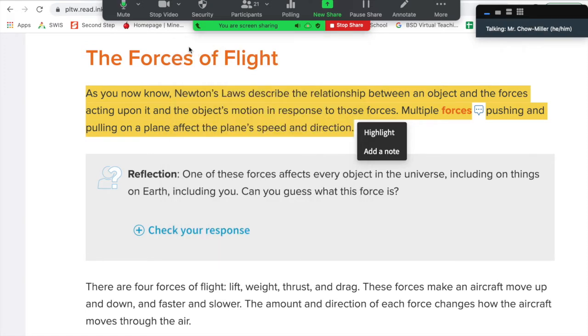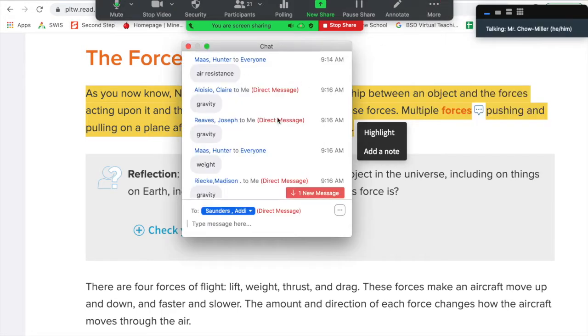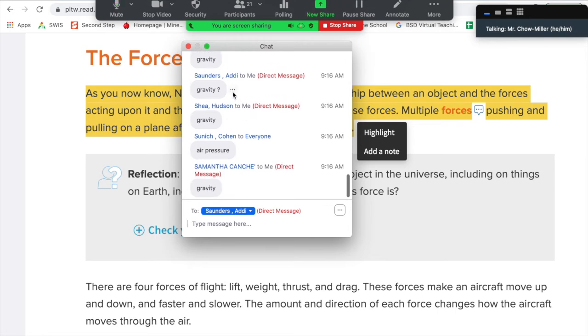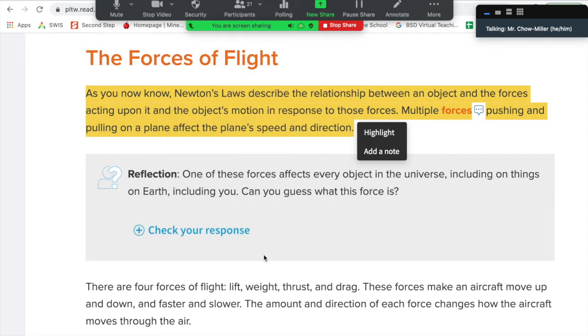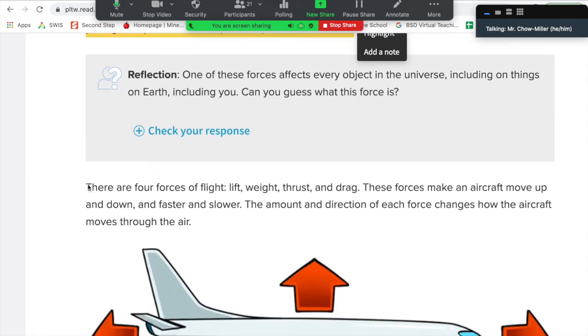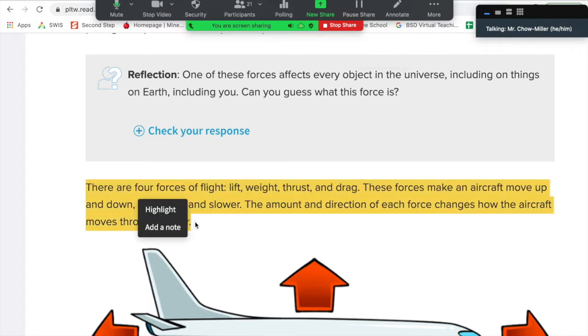So it's one of the four forces of flight you're already familiar with. And it's gravity, they just list it in a different way. They call it weight, which is what Hunter Moss put in. But it is very closely connected to gravity. So let's take a look here. Joey, can you read this paragraph?